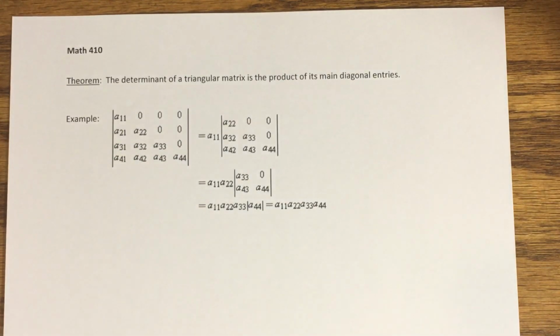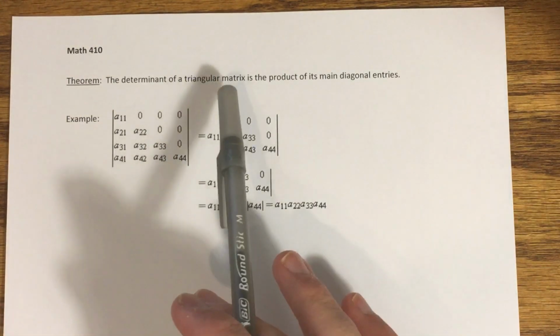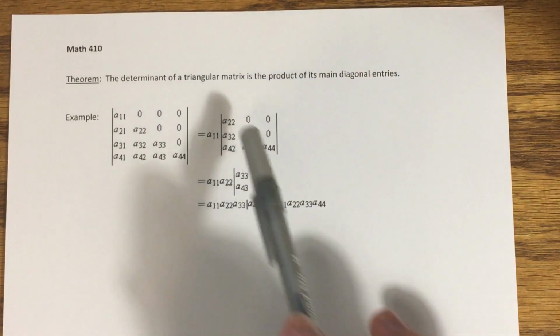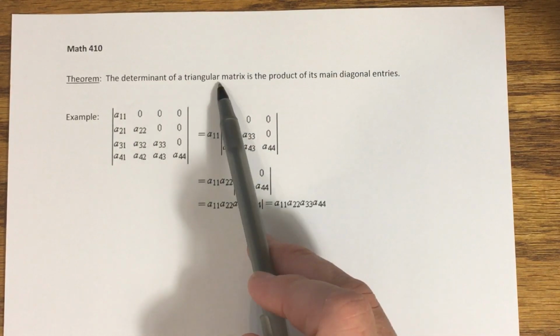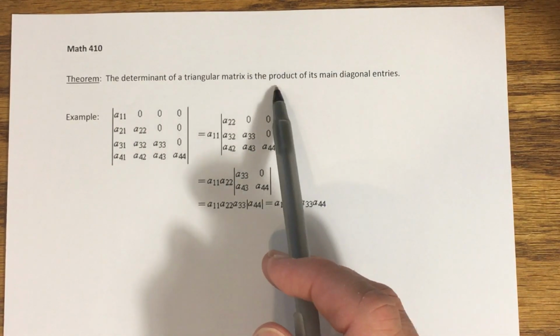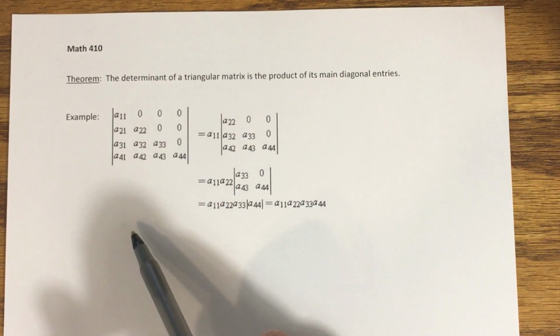This is straight out of your book. And we do state this as a theorem, but we're not going to prove it formally because it's easy enough to see why it's true with an example. The determinant of any triangular matrix is always going to be the product of its main diagonal entries.